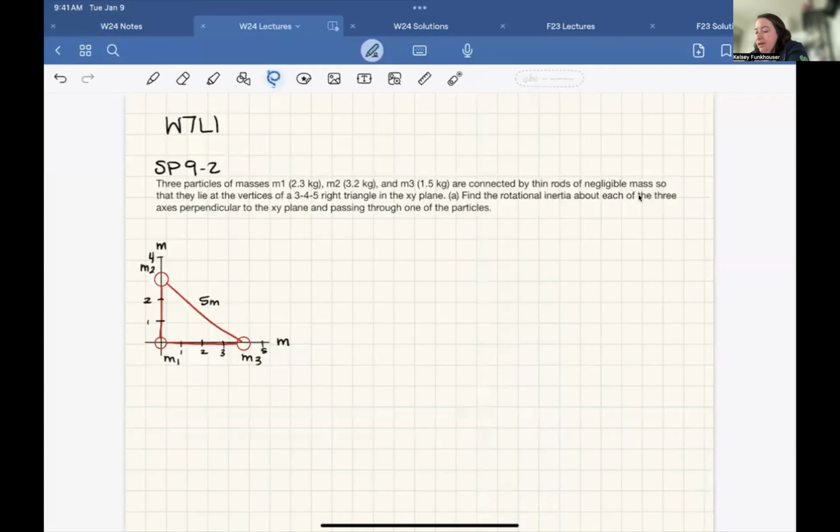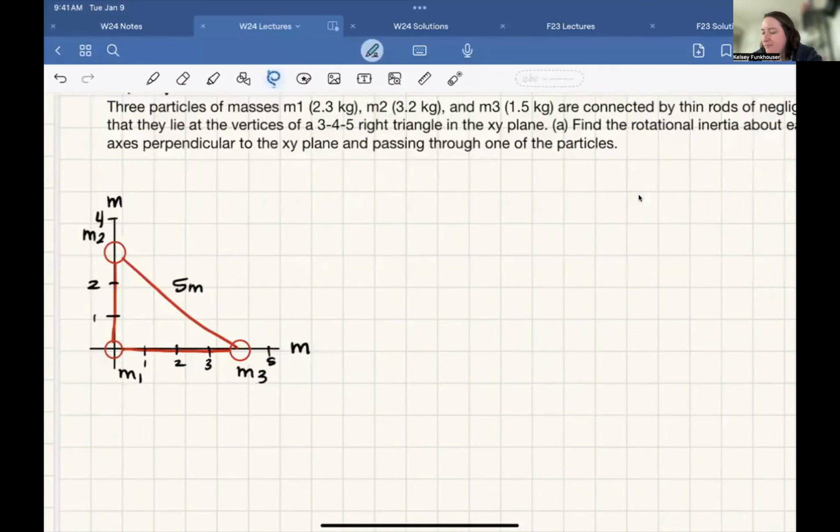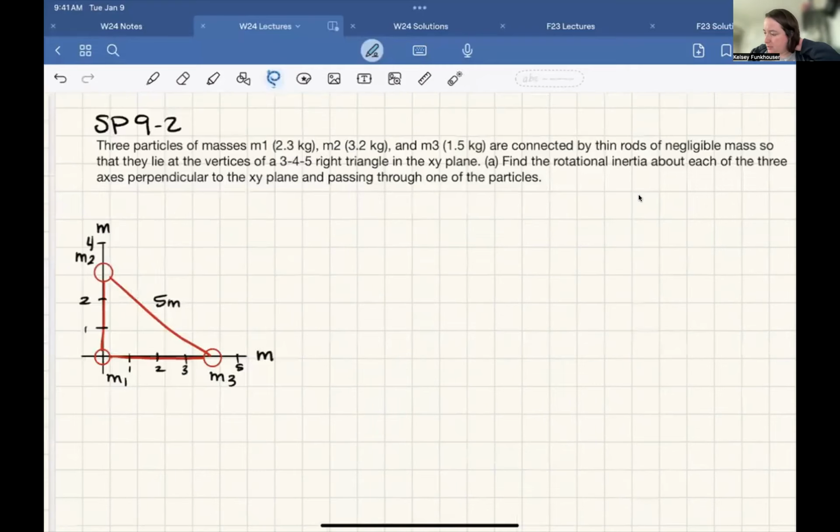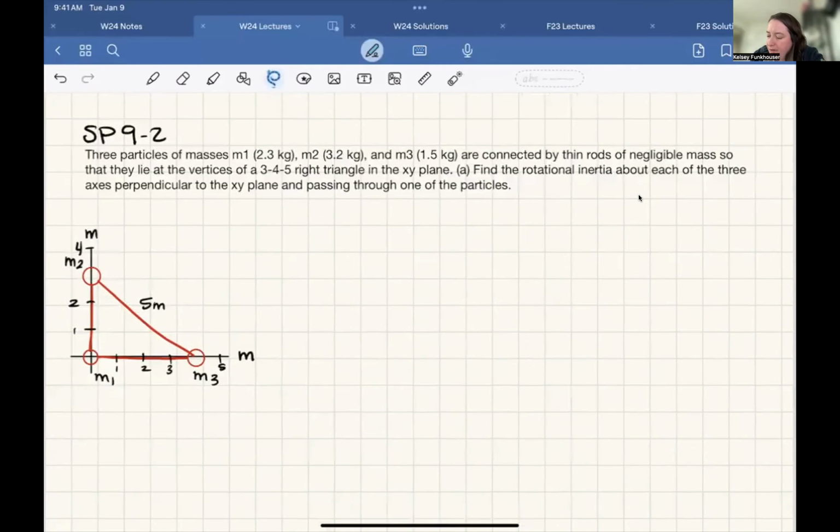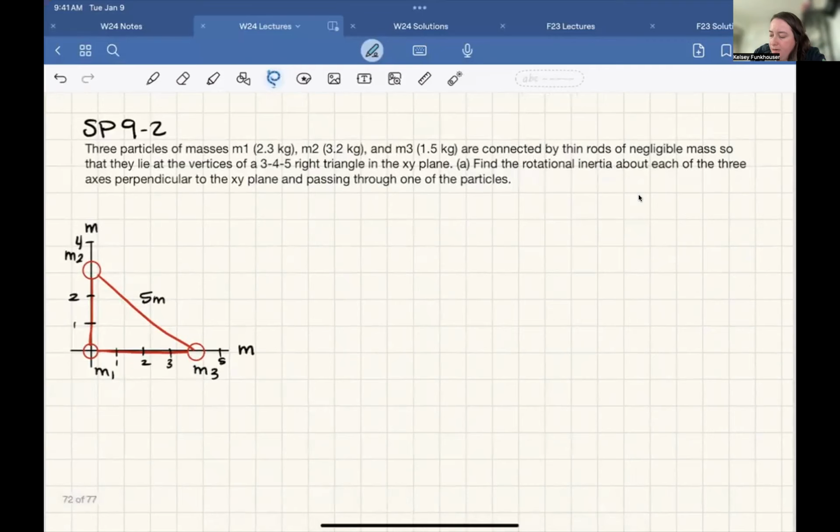Okay, so here is my drawing of the situation. You can see we have our 3 masses at these different points on the XY plane. And the sides of our triangle are 3 meters, 4 meters, and 5 meters. And we want to find the rotational inertia if the axis of rotation acts perpendicular to the XY plane, but through each of the particles. So we want to compare what that would be. So we will just start with mass 1.